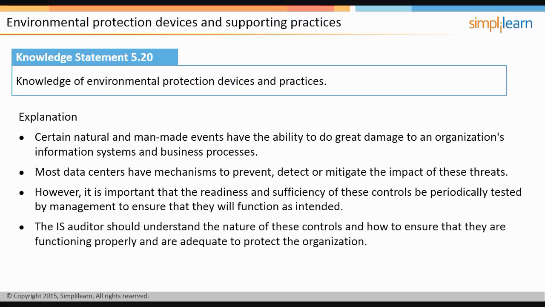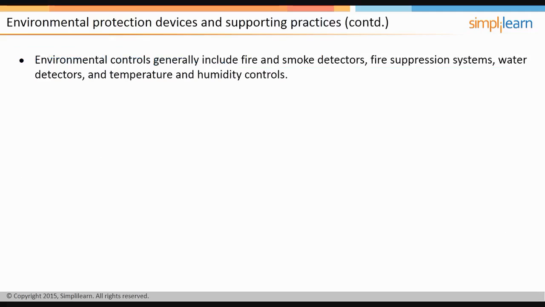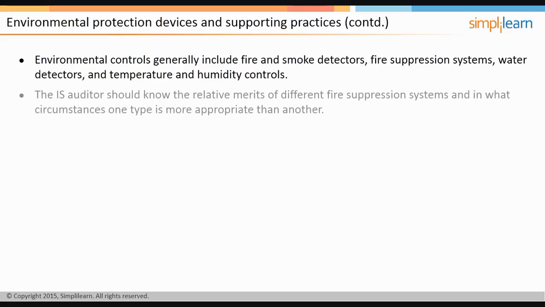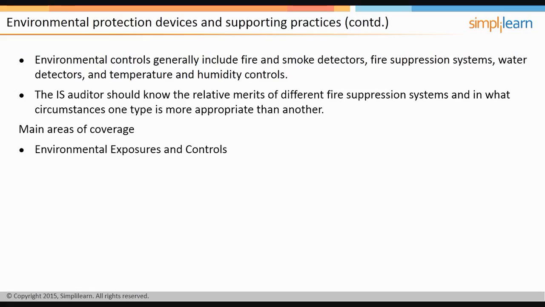The IS auditor should understand the nature of these controls and how to ensure that they are functioning properly and are adequate to protect the organization. Let us continue discussing about environmental protection devices and supporting practices. Environmental controls generally include fire and smoke detectors, fire suppression systems, water detectors, and temperature and humidity controls. The IS auditor should know the relative merits of different fire suppression systems and in what circumstances one type is more appropriate than another. Main areas of coverage are environmental exposures and controls.